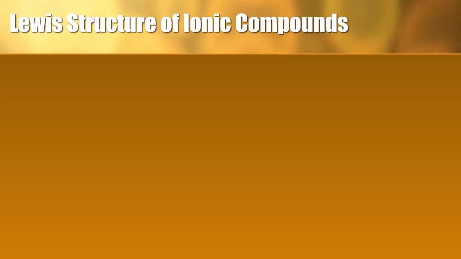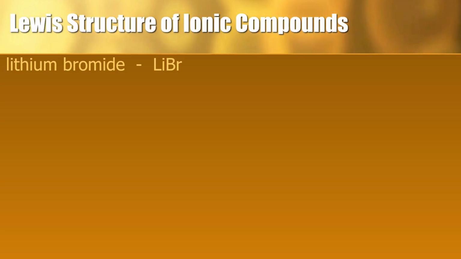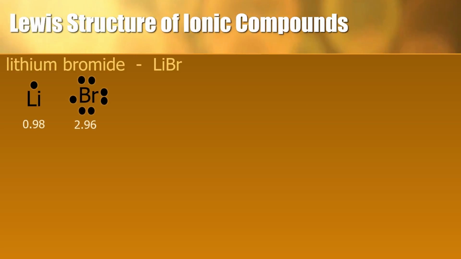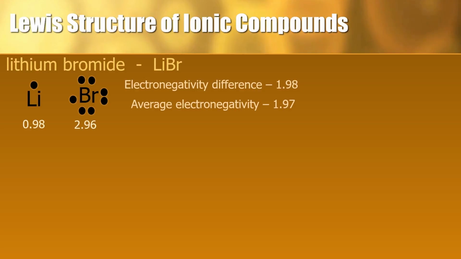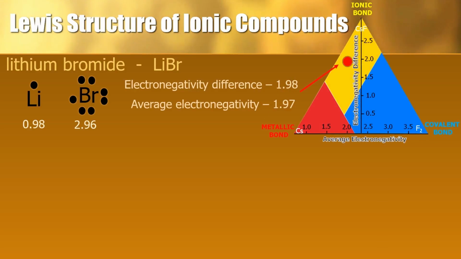Let's put together some Lewis representations for some ionic compounds. We will look first at the molecule lithium bromide. The molecular formula based on preferred ionic charge would be LiBr. Now let's look at the two elements that are in this compound, lithium and bromine. The Lewis representation of the atoms and their respective electronegativities are drawn on the slide. The difference in their electronegativities and the mean electronegativity are 1.98 and 1.97 respectively, placing their interaction right in the middle of the ionic compound region of the Ketelaar Triangle.